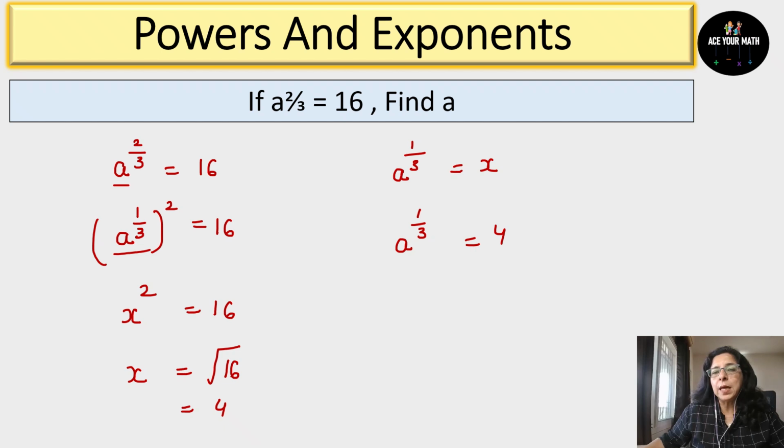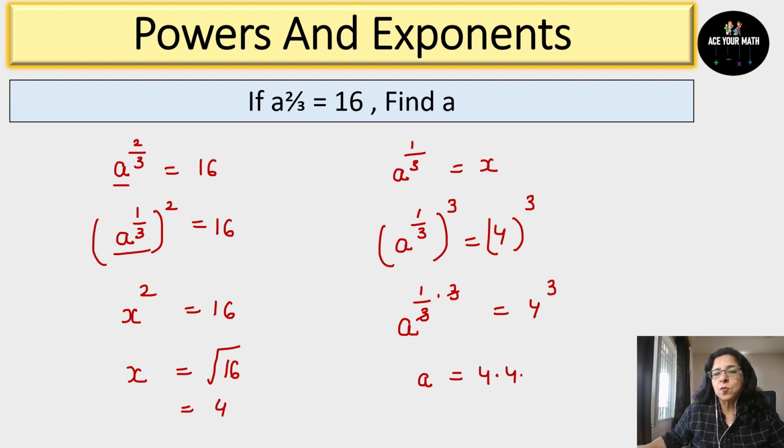Now you want only a. Still the power 1/3 is there. Now if you take the cube on both sides, on the left side, when you open this bracket, it will become a^(1/3 multiplied by 3). And on the right-hand side, it is nothing but 4 cubed. So on the left side, the 3 and 3 will get cancelled. You will get a equals 4 times 4 times 4, which will give you 64. So the value of a here is 64.